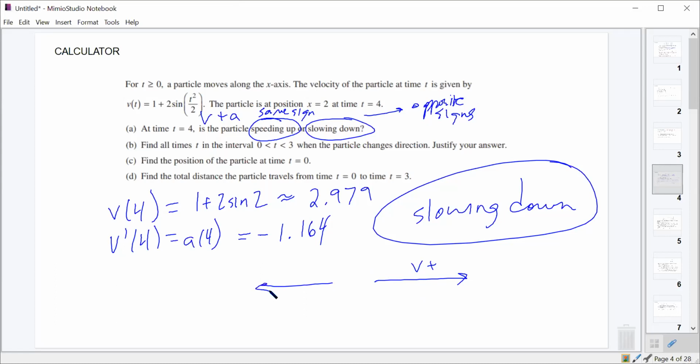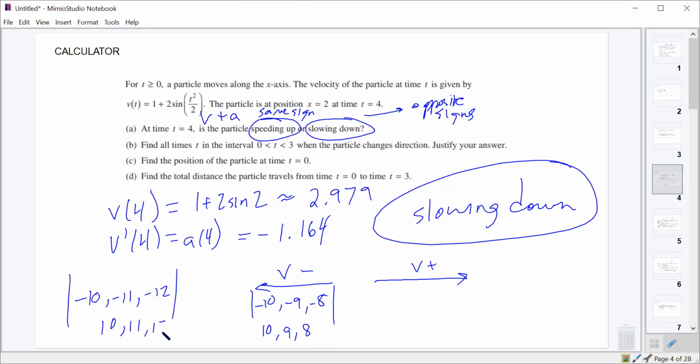If my velocity is negative and my acceleration is positive, that means that my velocities are going like negative 10 to negative 9 to negative 8. And since speed is the absolute value of that, if I take the absolute value of those, that tells me that I'm going from 10 to 9 to 8 in terms of velocity, which is slowing down. And then if my velocity is negative, but my acceleration is negative, that means that I'm going from -10 to like -11 to like -12. But when I take the absolute values of those, I go 10, 11, 12, and it's speeding up.